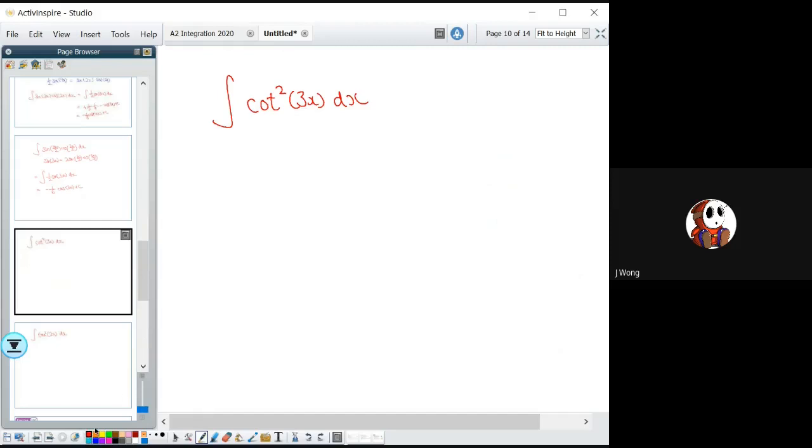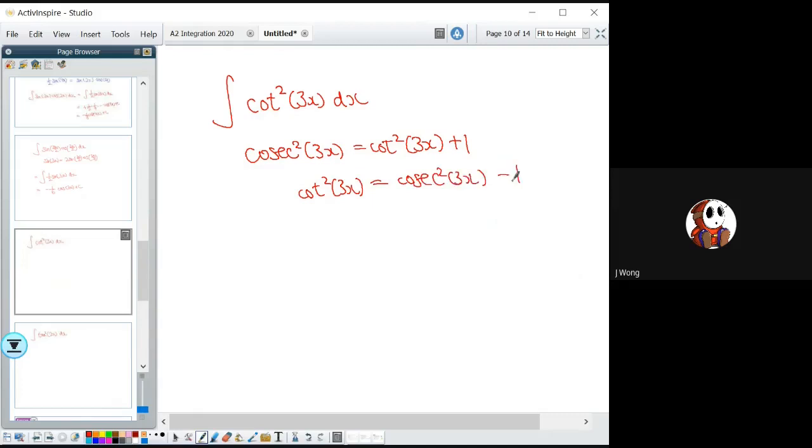Feel free to pause the video again if you want to think about which one it is. The one that we have should be cosec squared of 3x equals cot squared of 3x plus 1. So cosec squared equals cot squared plus 1, and then you can always just change your argument. In this case, you can make cot squared 3x the subject and substitute it in. So the integral of cot squared 3x will be cosec squared of 3x minus 1.